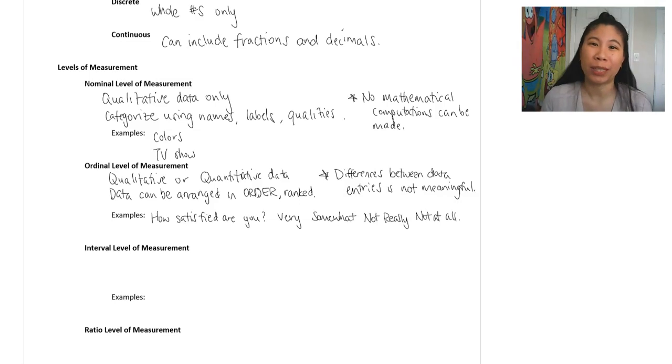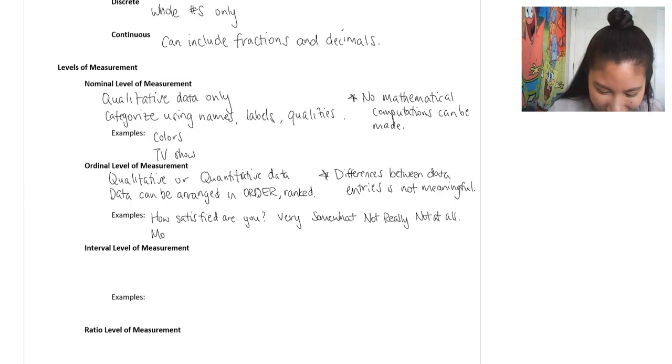Another example would be something like movie ratings, where we give it 2 thumbs up versus 1 thumb up, I don't know. But that's another example of an ordinal level of measurement.